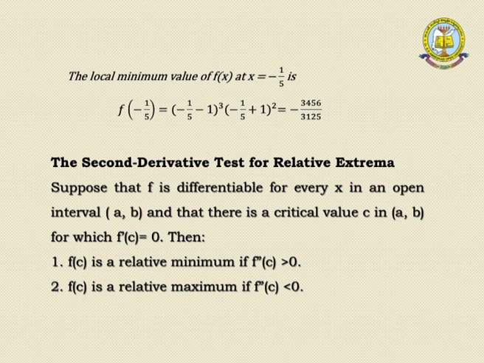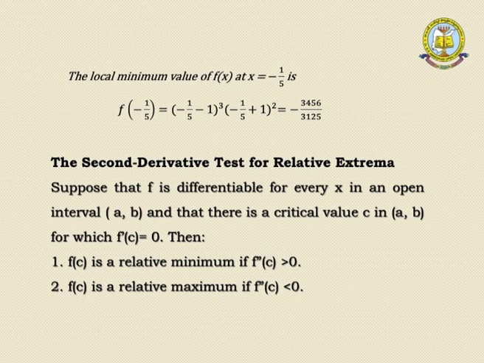Now, suppose the function f is differentiable for every x in an open interval (a, b). That means c belongs to the open interval (a, b) for which f dash c is 0. How do you find the maximum or minimum value using the second derivative test? First, we find f double dash c. That means we first find the second derivative, and in that we substitute the point c.